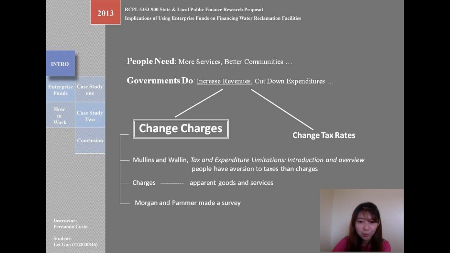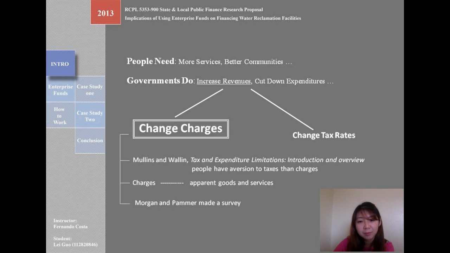Adjusting tax rates or service charges are typical ways for government to generate more revenues. However, people are more willing to accept changes of charges rather than tax rate adjustment. Millions and Williams' recent research uses double trend to explain that people have more aversion to taxes than charges, because charges connect with apparent goods and services. People who use a specific good or service should pay for that, and others who don't use it do not need to pay for that.